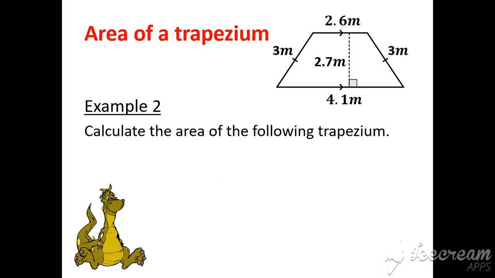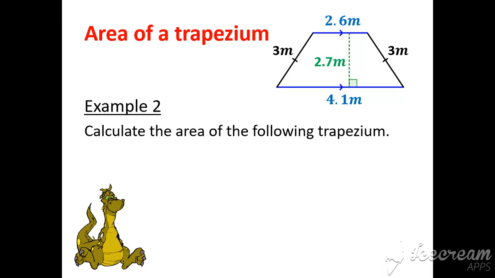Right, what about example 2? Calculate the area of the following trapezium. So here we go, we've got a trapezium, it's got lots of numbers on it. We need to figure out what A and B are and the height. That's all we need, A and B and the height. Now A and B are the 2.6 and the 4.1, the parallel sides, and the height is 2.7 meters. Those other sides, the 3 meters, don't need them, don't want them, not important when I work out the area.